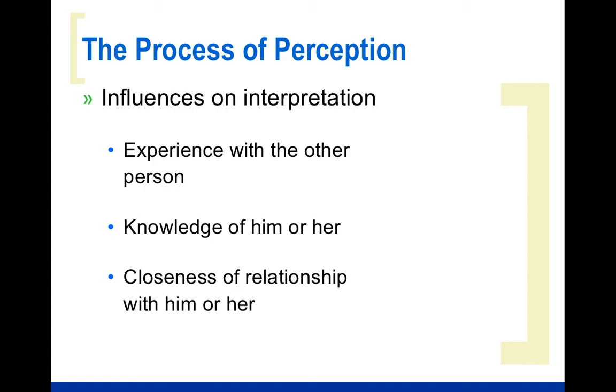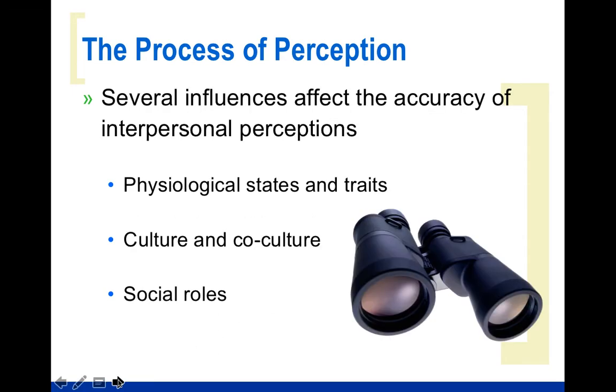It might affect us and impact us more, and we might ascribe a lot more meaning to it if it's somebody that's always been good to us, but then out of nowhere does something. The knowledge of him or her, what we know about their background, is going to influence it, and also the closeness of our relationship with him or her. So relationship plays a huge role in how we ascribe meaning and interpret interpersonal communication contexts.